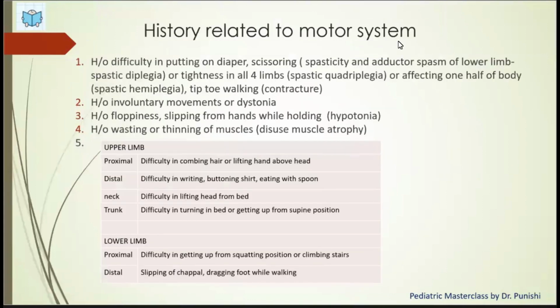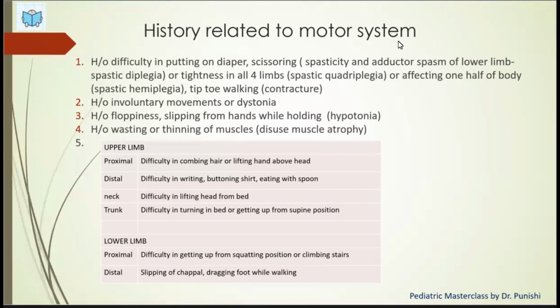Now, history related to the motor system. Most commonly, these kids are going to have spasticity. So you will ask whether the mother faces any difficulty while putting on the diaper, or whether the child has any scissoring. So scissoring and your commando crawl.